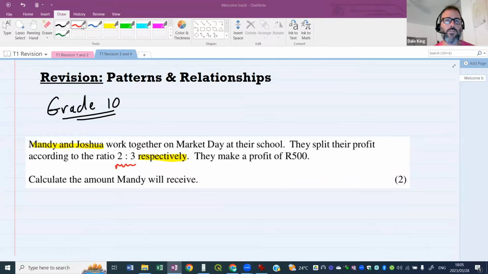All right, let me remind you. Let me give you a hint. If we double the 2, what will happen to the 3? So if we have 2 is to 3, if we double the 2, what will happen to the 3? Think about it.